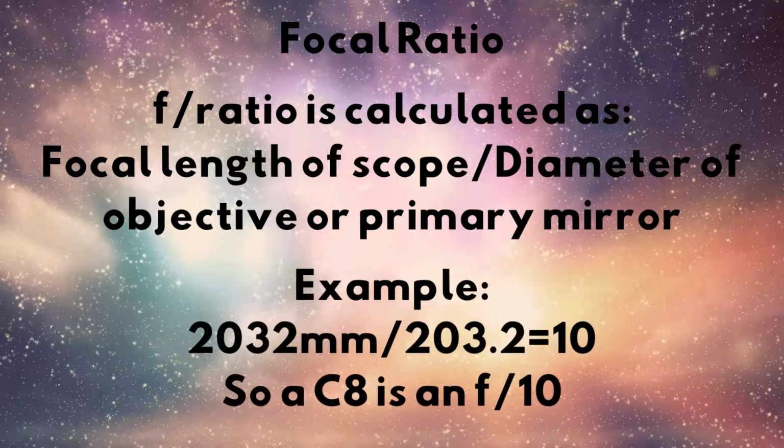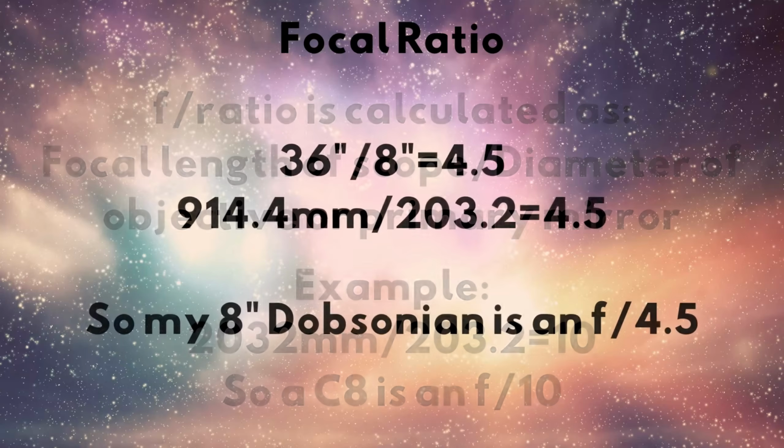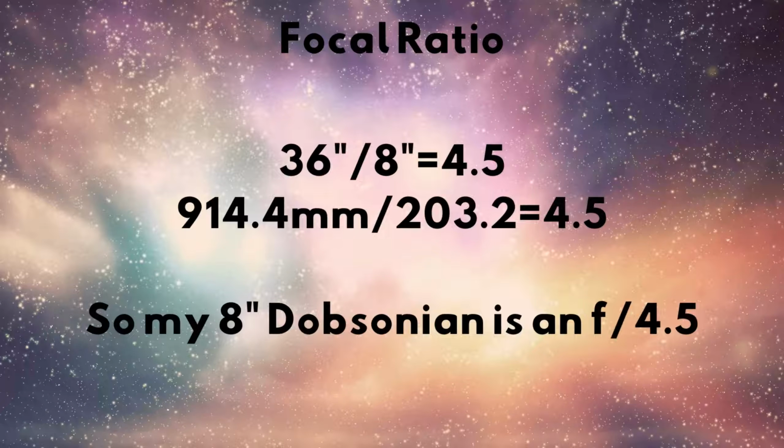Now, my 8-inch Dobsonian has a mirror that's 8 inches wide, or 203.2 millimeters, and it has a focal length of 36 inches, or 914.4 millimeters. Doing the math, 36 divided by 8 is the same as 914.4 divided by 203.2, and we see that this makes it an f4.5 telescope, which makes it a great scope for observing faint deep sky objects, and it can have a wide field of view while doing so.